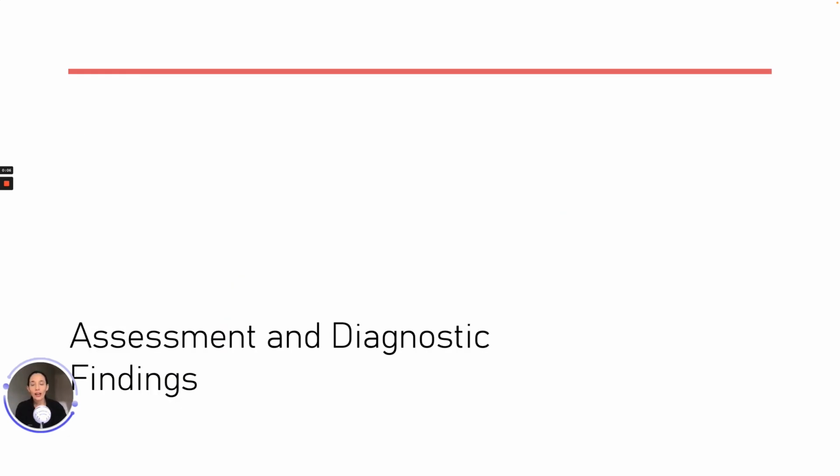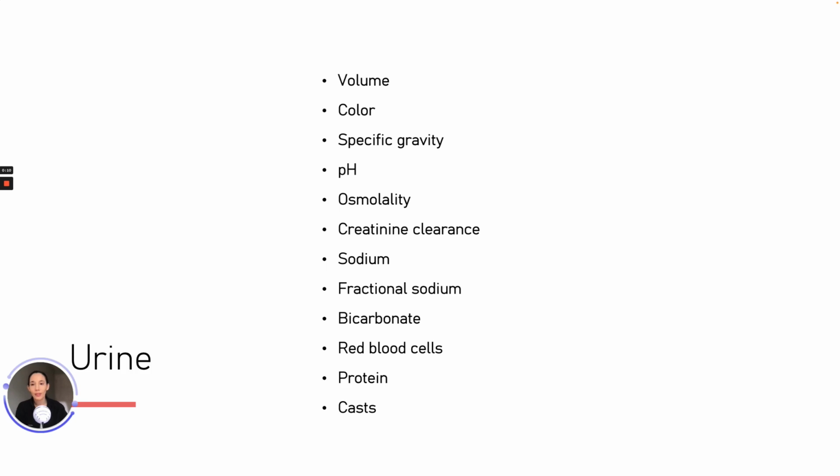So let's look at the assessment and diagnostic findings. The first thing we can look at when assessing for acute renal failure is the urine. We can look at the volume. Usually during the anuric phase, there's less than 100 milliliters in a 24-hour period, but during the oliguric phase, which occurs 24 to 48 hours after renal damage, you'll see 400 milliliters of urine in 24 hours.